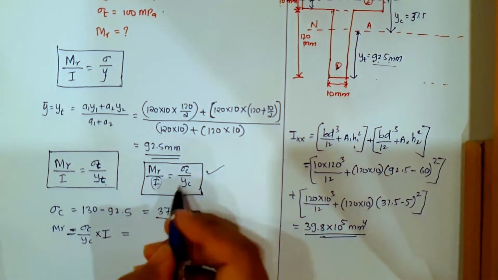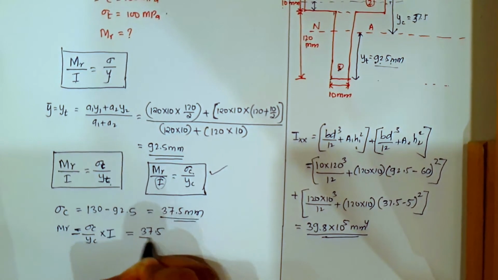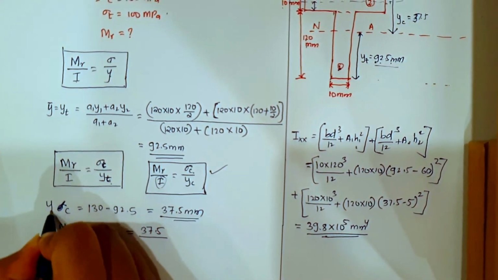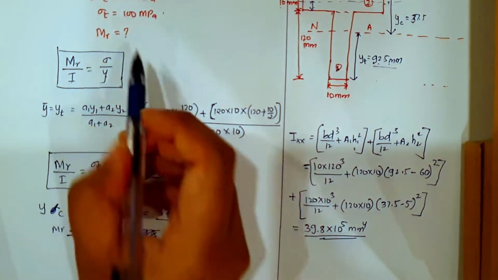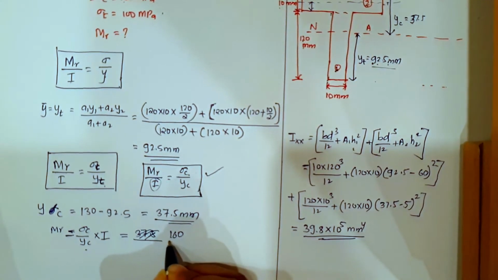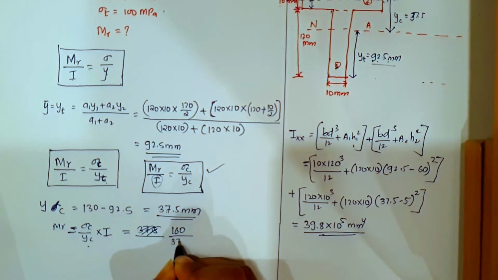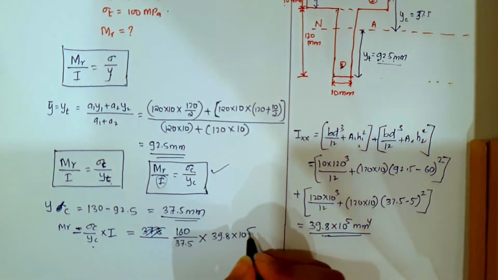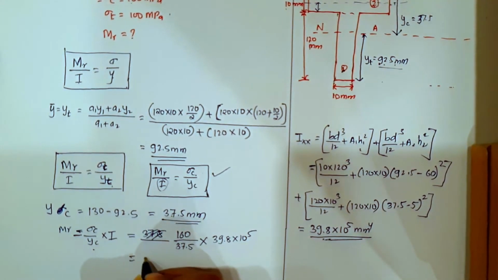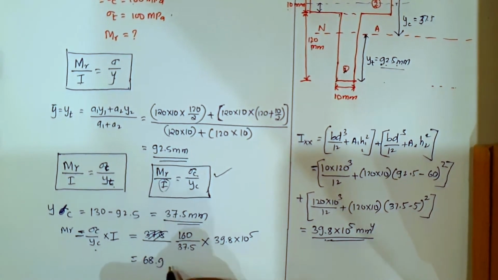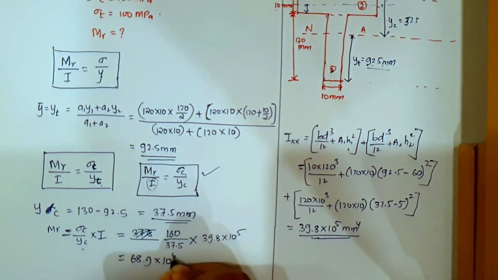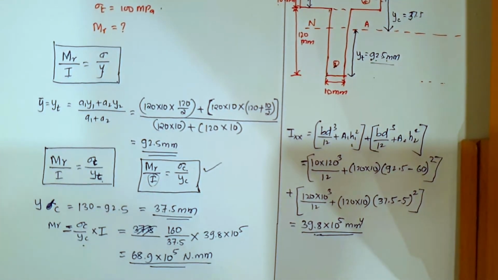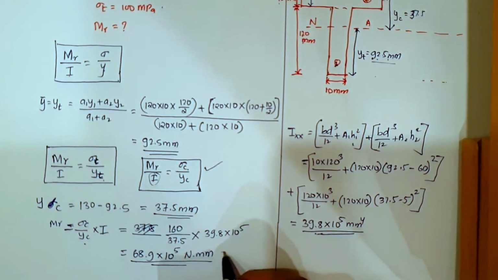Now from here, how much did we get for sigma C? 37.5 divided by YC. Oh, I'm sorry, this is not sigma C, this is YC. So this is not 37.5. YC is 160 MPa. So 160 megapascal is Newton per mm square, divided by YC which is 37.5, into moment of inertia 39.8 into 10 raised to power 5. So from here you get MR equal to 68.9 into 10 raised to power 5 Newton dot mm. So this will be the resistance.